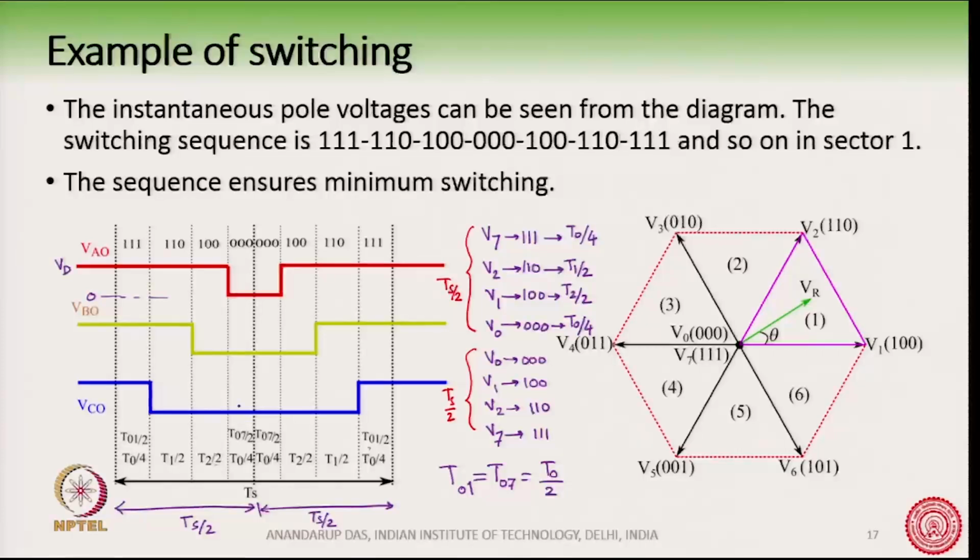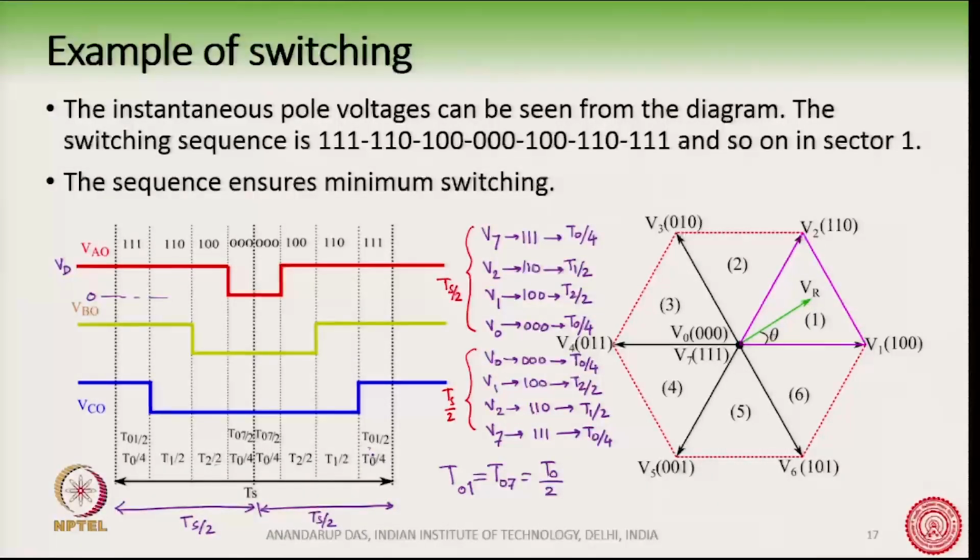Okay. And in the next Ts by 2 period, this will again get repeated, but it will be in the opposite direction of switching. So, this is T0 by 4, then we have T2 by 2, then we have T1 by 2, then we have T0 by 4. So, this is how the switching is happening, and this is the time duration for which the switching is happening.